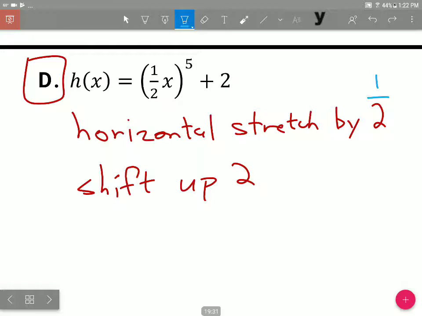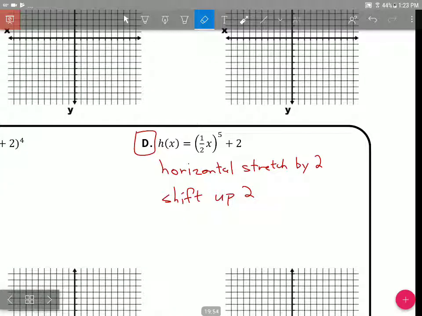Why is it not a shrink? Okay, first things first, everything inside the parentheses is backwards. So instead of dividing by 2, the effect it has on the graph is as if it was multiplying by 2. That's the effect it has. That's why it's a stretch. All right, that's what's going on. Good question. Any other questions?